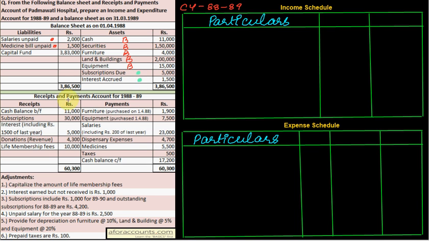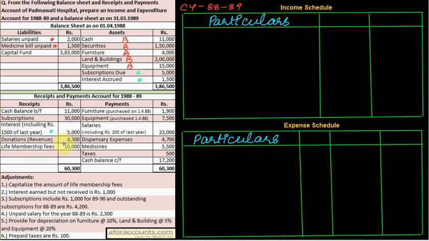Now going on to the receipts and payments account 88-89. Cash 11,000 opening balance. As I can see here, the balance sheet has 11,000 cash, last year's balance sheet. Interest including rupees 1,500 of the last year. Now this is important. Interest accrued is given here as 1,500 and received during the year is 5,000, which includes 1,500 of the last year. Mark it.